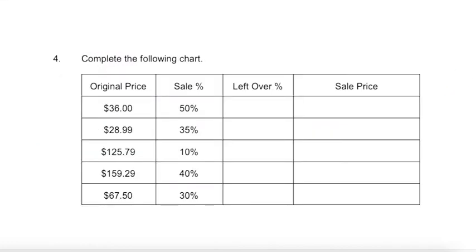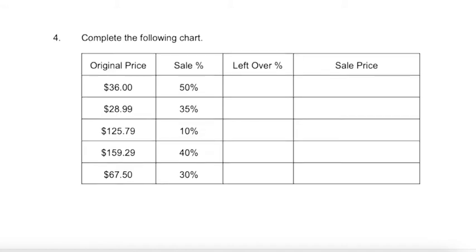Let's take a look at completing a chart. So we're focusing again on sales and discounts in this lesson. So we want to figure out what the original price is, what the sale percentage is, so how much we're taking off of that item, and what's left over. So this sort of comes back to what we did in that last example in the green. So the leftover percentage is 100 take away 50, which is 50%.